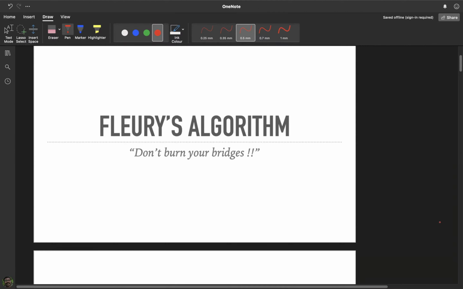Hi. In this session, we'll be discussing an interesting algorithm to find an Euler circuit or a universal line in a graph. It's called Fleury's algorithm. Before that, what is an Euler circuit? An Euler circuit is basically a closed walk which contains all the edges of the graph exactly once.